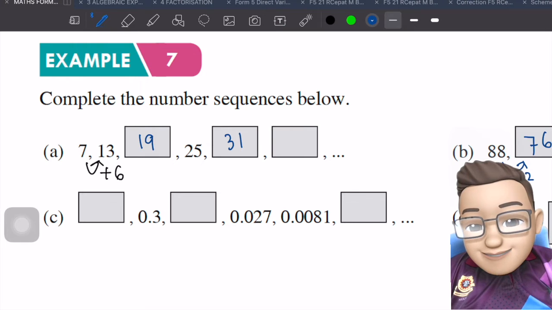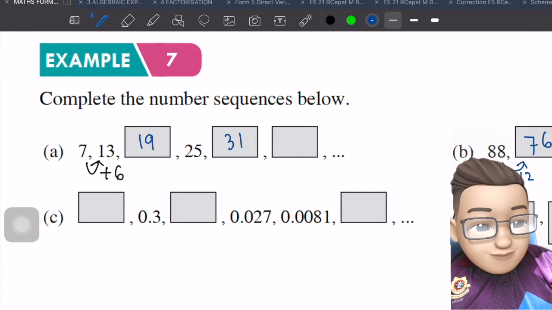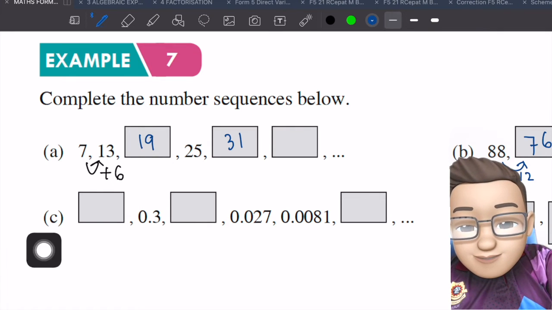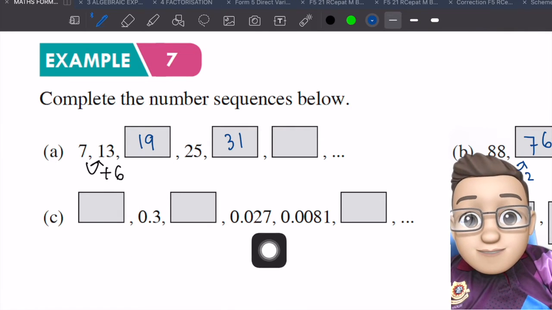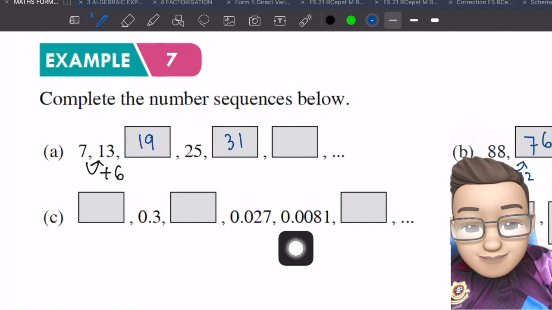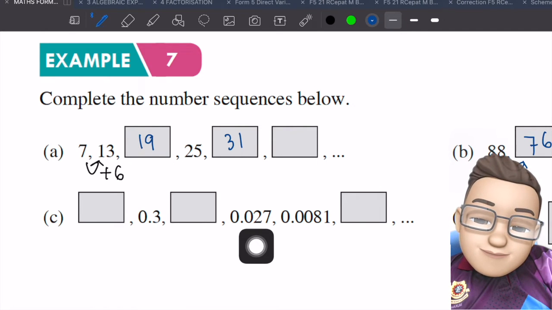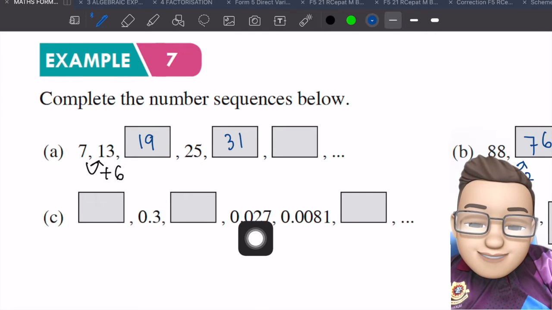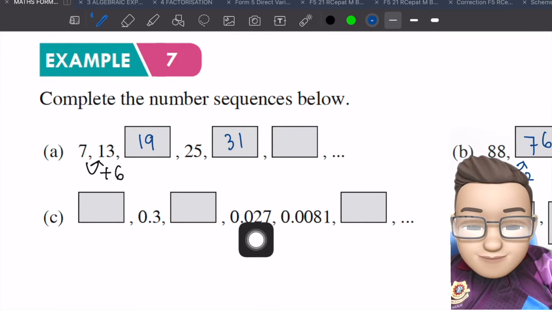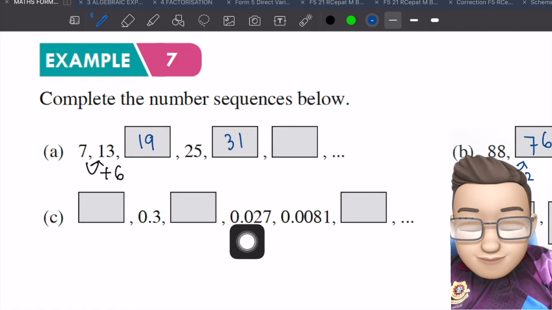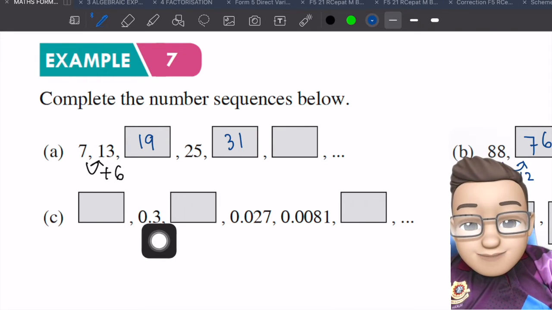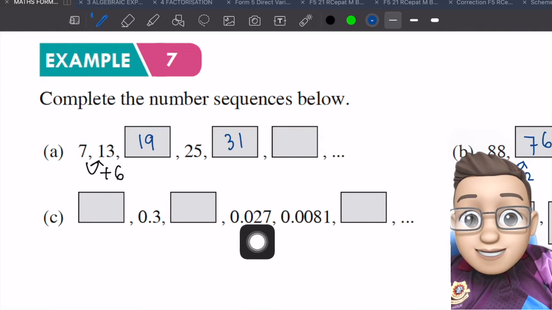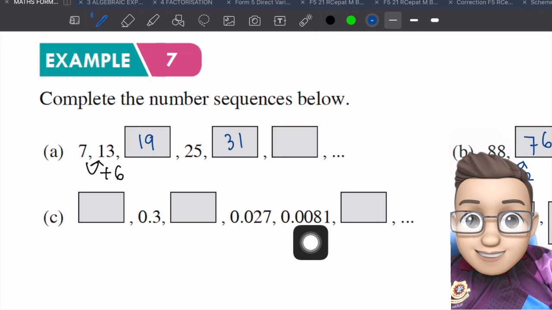Okay, C. The same thing. You can use the 1st, 2nd, 3rd, 4th numbers, the fourth number and the fifth number. Okay, you see the pattern. From this pattern, you can see that the number of decimal places becomes more and more, right? So the first number you have 1 decimal place, and then here 3 decimal places, and then 4 decimal places.